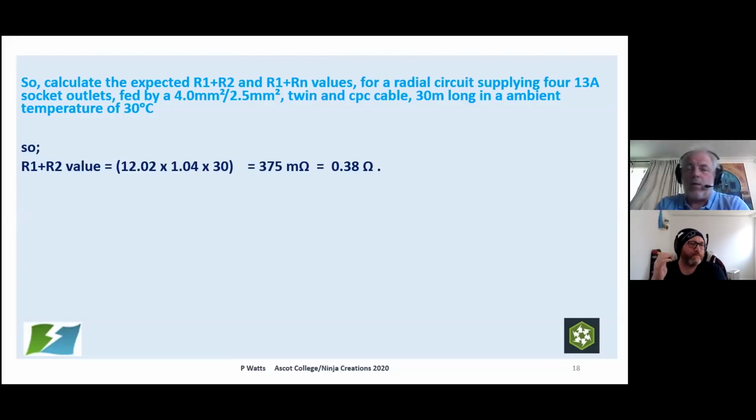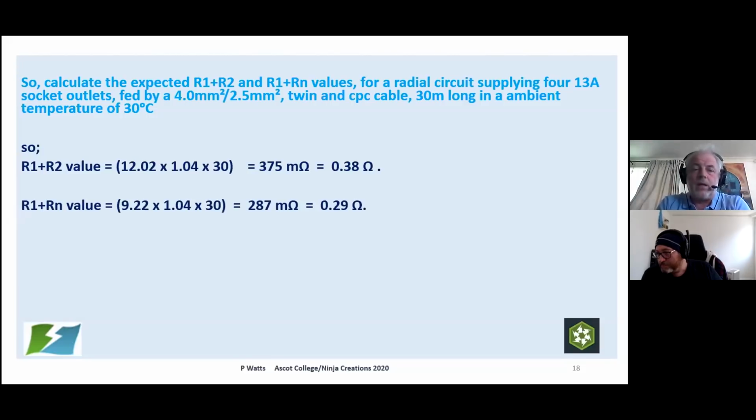Okay, so that's R1, R2, line and CPC. The R1, Rn, because the line and neutral conductors are the same size, is going to be that much smaller. So we've got a value of 9.22 milliohms per meter. We multiply that by 1.04 because we're testing at 30 degrees C rather than 20 degrees C, so the cable's going to be slightly warmer. Multiply it by the 30 meters, we come up with a value of 287 milliohms, which is 0.29 ohms.